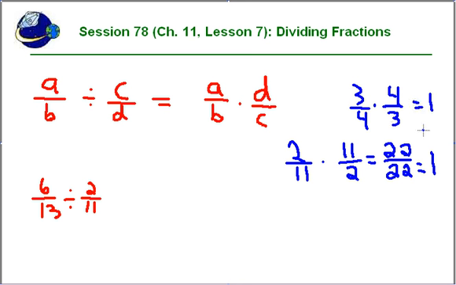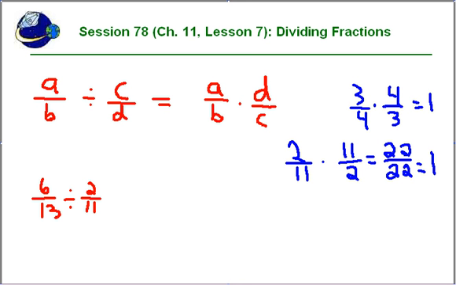So we can see that to find the reciprocal of a number, you simply take that number, make a fraction out of it if it's not already a fraction, and then you invert it. You flip the top and bottom, and that becomes your reciprocal. And if you were to carry out the multiplication, you would find out that any number times its reciprocal does in fact equal 1.